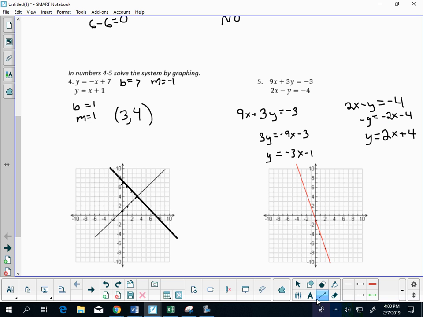And then do the same thing over here. My y-intercept, oops, I need to put it in slope-intercept form first. Subtract 2x from both sides, divide by negative 1. My y-intercept is 4, and my slope is 2. So I go up 2, right 1, up 2, right 1. And now I'm going to draw my line. And it looks like it is crossing at negative 1, 2. So I went left 1, up 2.